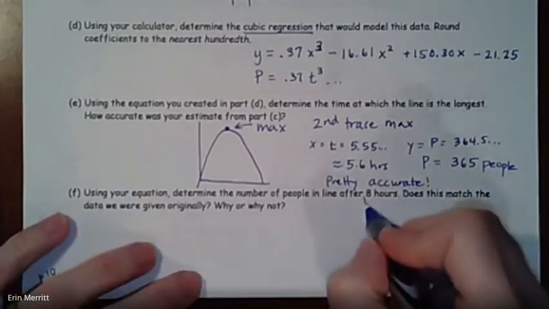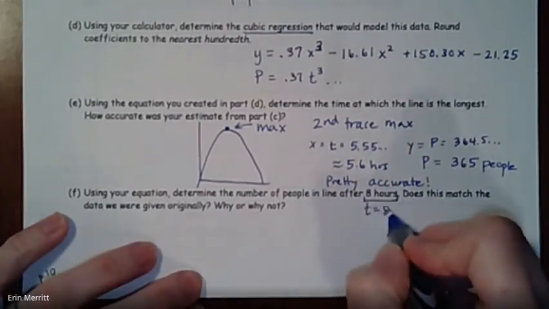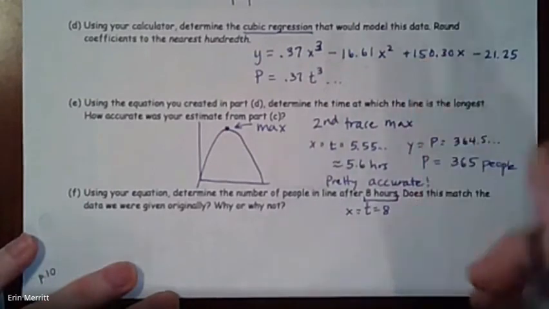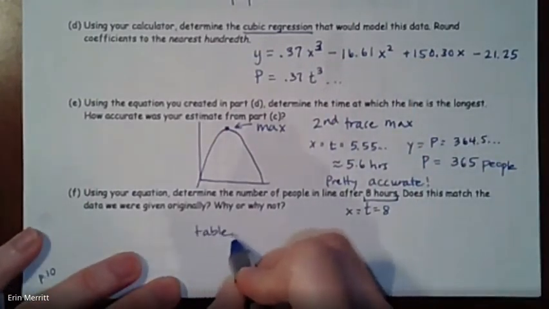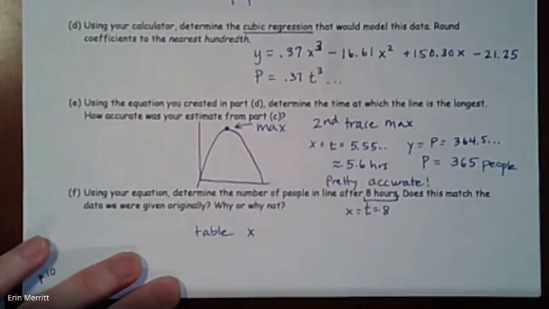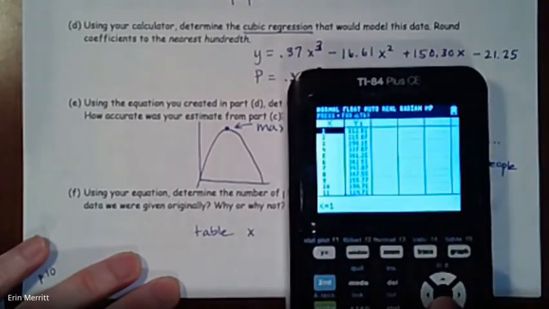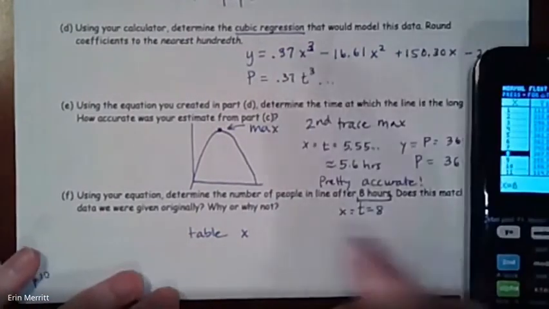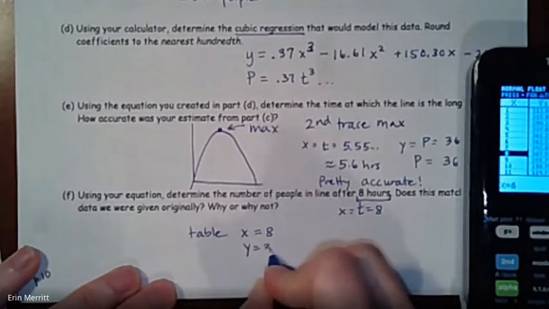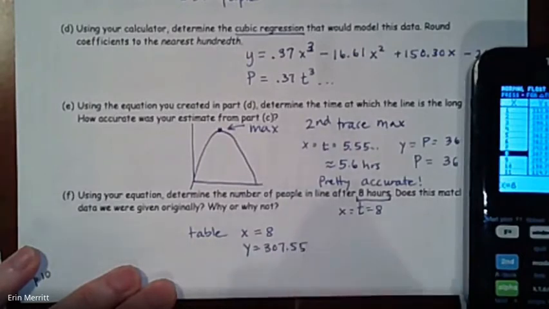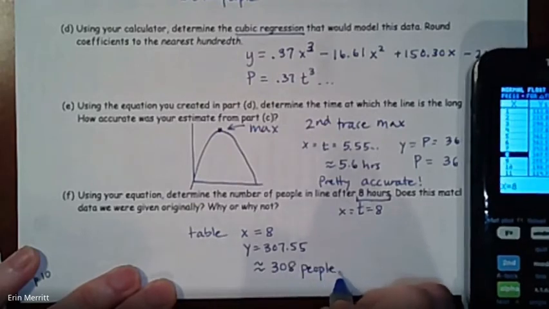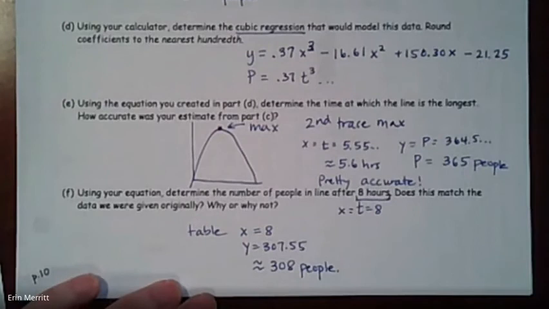All right, now it says use the equation, determine the number of people in line after 8 hours. All right, 8 hours is a t value, or x, however you want to think of it. So you have some ways that you can do this. You can plug it right on in on the home screen. You could go to, let's maybe use the table of values, and let's go look at x here. So I can go to my table and come over to x equals 8, and we get 307.55. And so I would say that that's about 308 people.